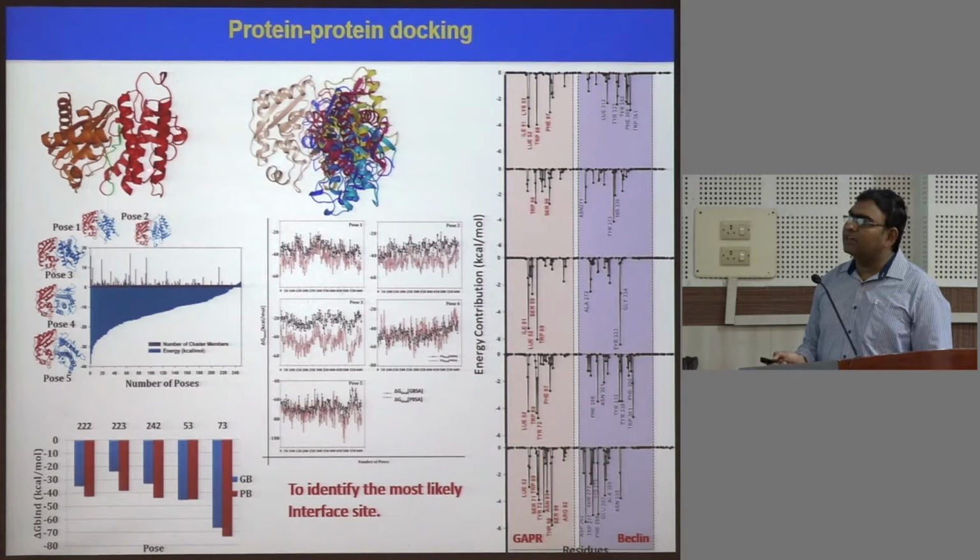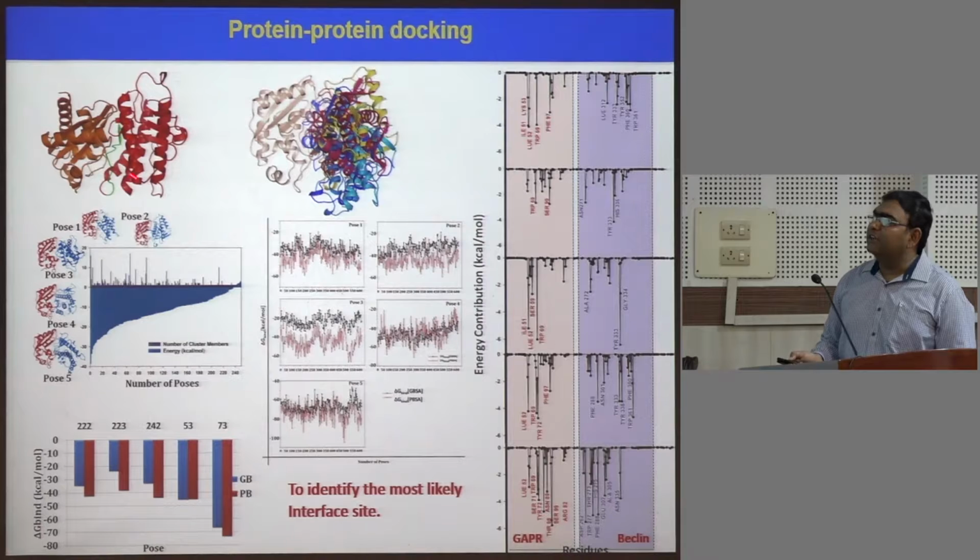So we start from our computational studies to perform the protein docking studies to understand the interaction between these two proteins. This is the GAPR protein and this is the Beclin. Beclin is already known as a positive regulator of autophagy in different cases, but its interaction with GAPR was reported for the first time by the Bethlehem group.